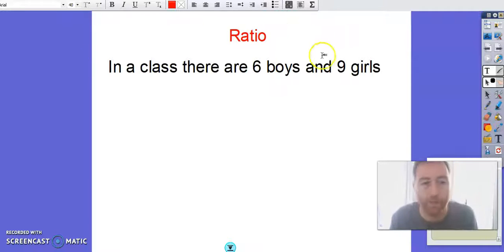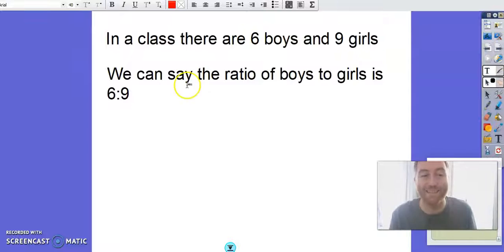For example, in a class, there are 6 boys and 9 girls. We can write that as the ratio 6 to 9. We say this as 6 to 9 with this colon in the middle. And the order matters. So this is saying the ratio of boys first to girls second is 6 to 9. There are 6 boys for every 9 girls. That's the basics of creating a ratio. You compare the parts, put a colon, these 2 dots in the middle.